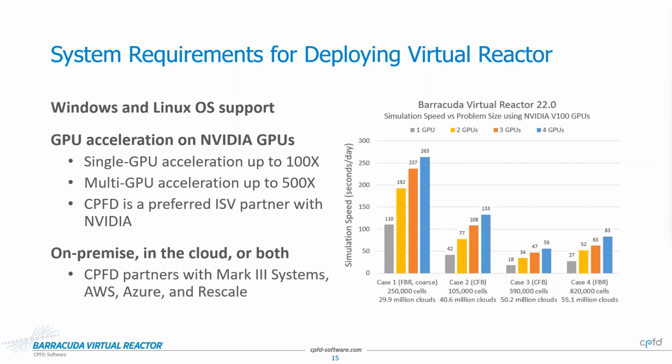Multiple GPUs can be used to further accelerate calculations on Linux, resulting in speedups of 500x or more compared to CPU serial calculations. CPFD partners closely with NVIDIA to ensure that Virtual Reactor runs as efficiently as possible on the latest generations of NVIDIA hardware. We also partner with Mark III Systems to ensure that Barracuda users have access to top-of-the-line hardware if they choose to run Virtual Reactor on-premise. And we work with best-in-class cloud computing providers such as Rescale, Microsoft Azure, and Amazon AWS to fully support Virtual Reactor users who choose to run simulations on the cloud.